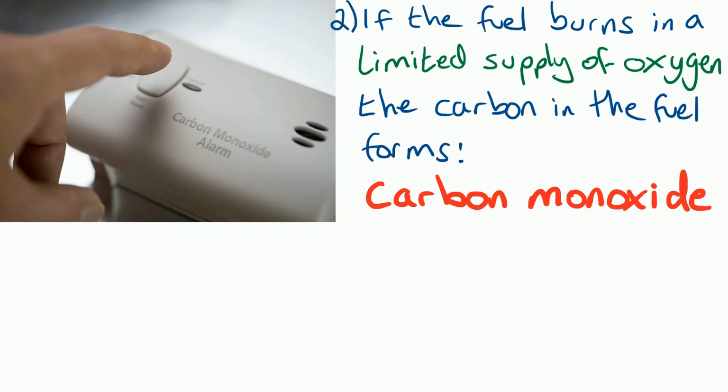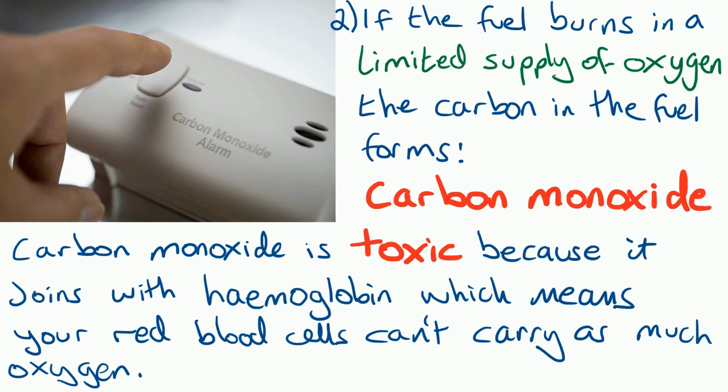If the fuel burns in a limited supply of oxygen, maybe because you've got a faulty gas fire or a gas boiler, then the carbon in the fuel forms carbon monoxide this time. So that's carbon atoms joined to one oxygen rather than joined to 2 oxygens with carbon dioxide. And carbon monoxide is toxic. That's the word you need to use in your exam. It's much worse than just being harmful. And that's because it joins with the hemoglobin, which means your red blood cells can't carry as much oxygen.